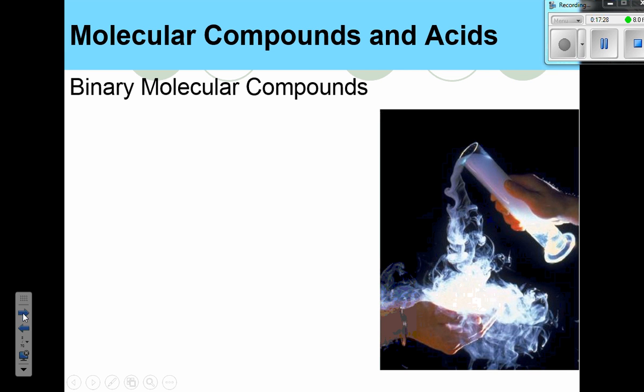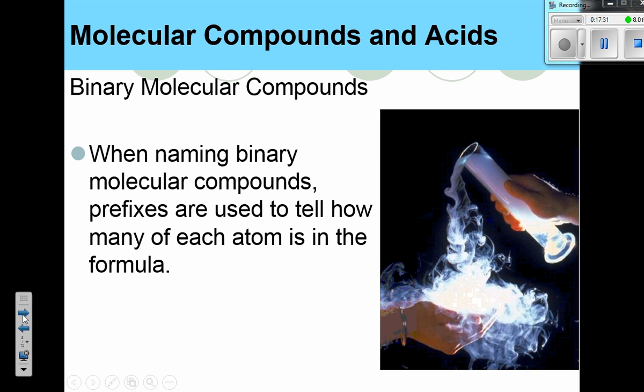Okay? Alright, so when we name binary compounds, we use prefixes to tell us how many of each atom are there. Okay? Prefixes. So we have a specific list of prefixes that we're going to go over. Right? But when we name the binary molecular compound, the prefixes tell us how many of each atom is in the formula. So this first example that we have here, we've all seen it a gazillion times. Okay? CO2. Right? You get CO2.